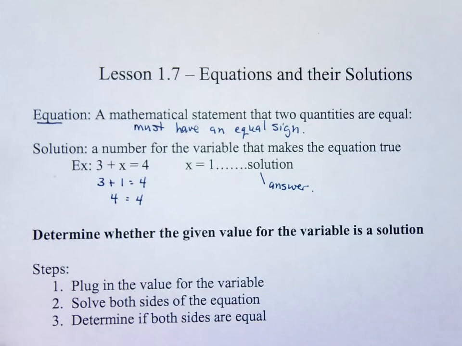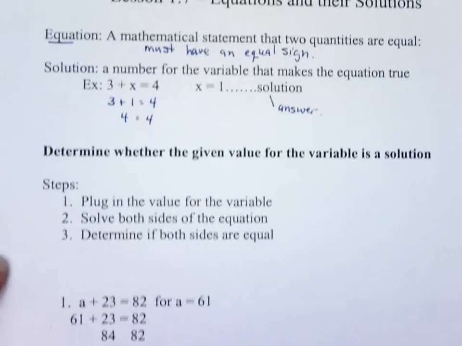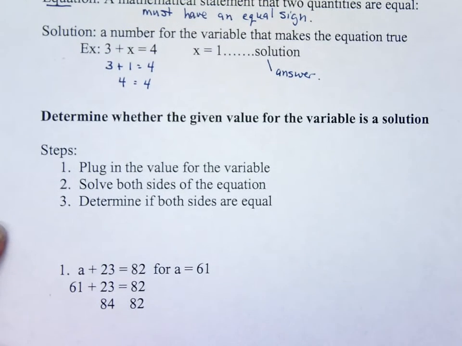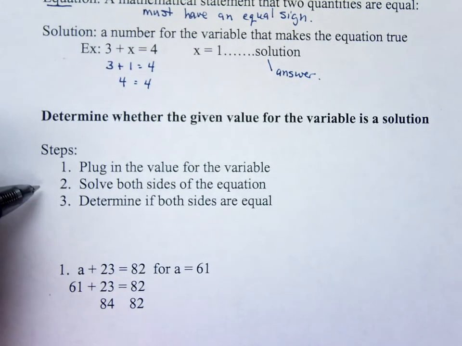Now you're going to see in your book, determine whether the given value for the variable is a solution. This is what's going to be on your homework and classwork. So this is how you're going to do it. Step 1, you're going to plug in the value for the variable. Step 2, solve both sides of the equation. And step 3, determine if both sides are equal.